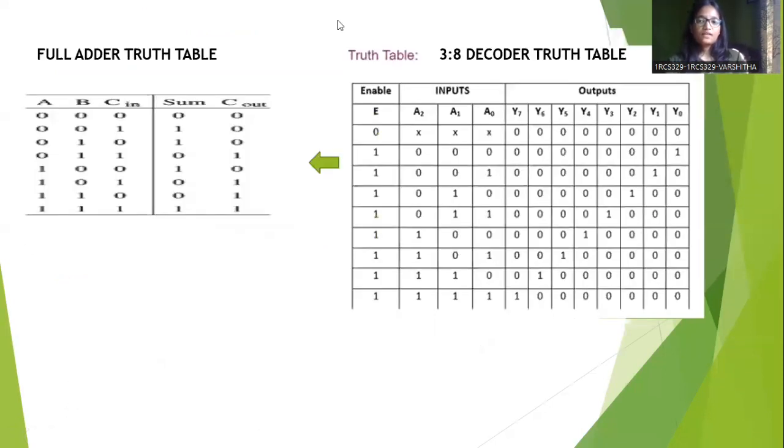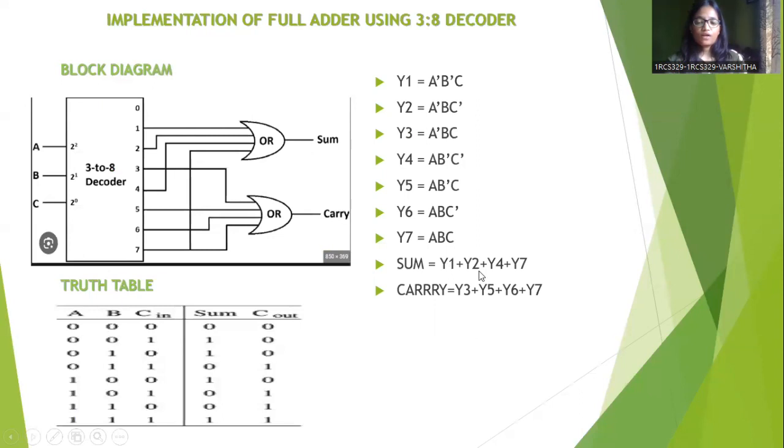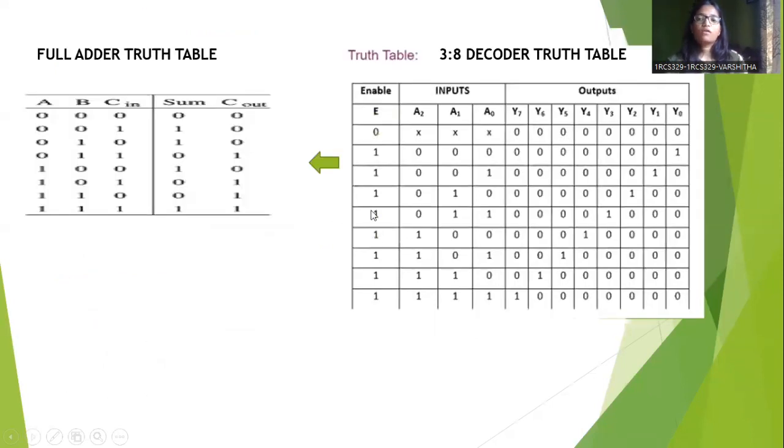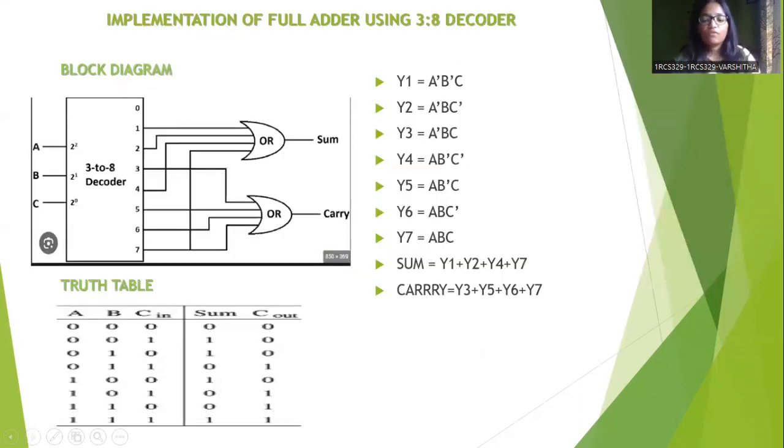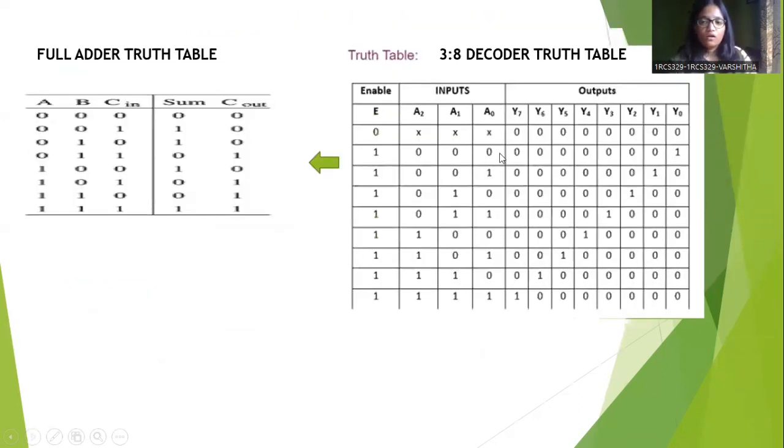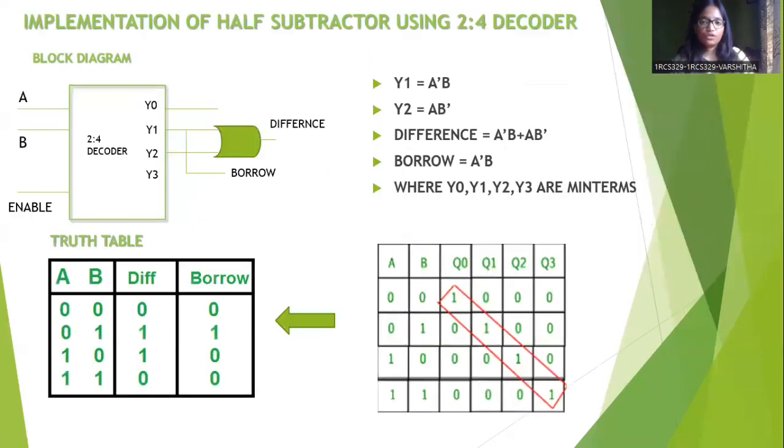When we compare the 3 to 8 decoder truth table and the full adder, we can say that when we connect Y1, Y2, Y4, Y7 to an OR gate, we get sum as the value. When we connect Y3, Y5, Y6, Y7, we get carry as the output. This is the way a full adder can be implemented with the help of a 3 to 8 decoder.